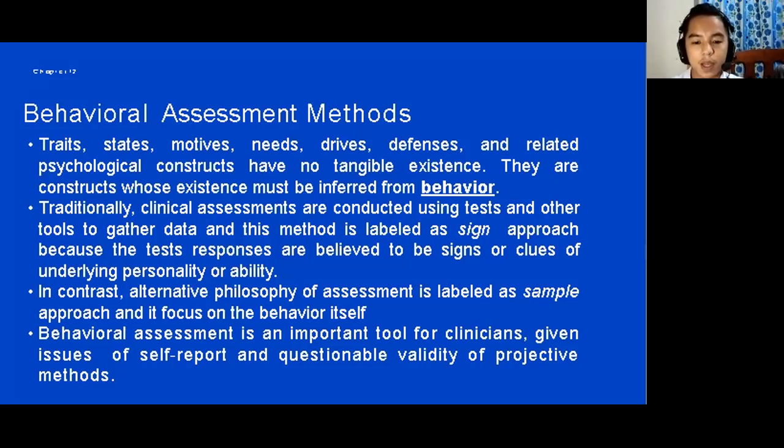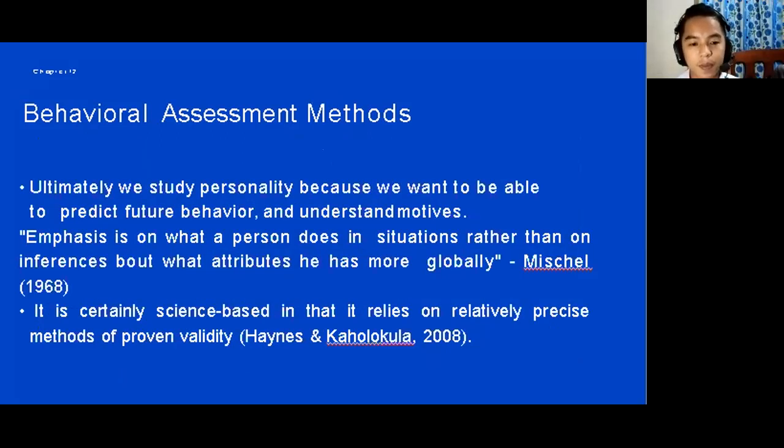Now, behavioral assessment is an important tool for clinicians, given the issues of self-report and the questionable validity of some projective methods, because not all projective methods have validity issues. Behavioral assessment is critical because we cannot conduct clinical assessment in a clinical setting without considering the behavior of the client. And ultimately, we study personality because we want to be able to predict future behavior and understand motives.